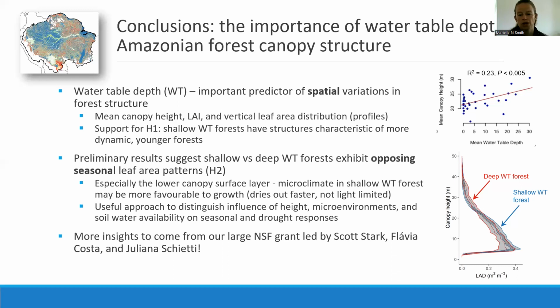Preliminary results that I'm presenting today suggest that shallow and deep water table depth forests exhibit opposing seasonal leaf area patterns, and this was especially obvious in the lower canopy surface layer, which increases in leaf area during the dry season in the shallow regions but decreases in the deep regions. Possibly this is due to the microclimate of the shallow forest surface layer being more favorable to growth, because maybe it dries out faster and then has a longer growth window than the understory layer.